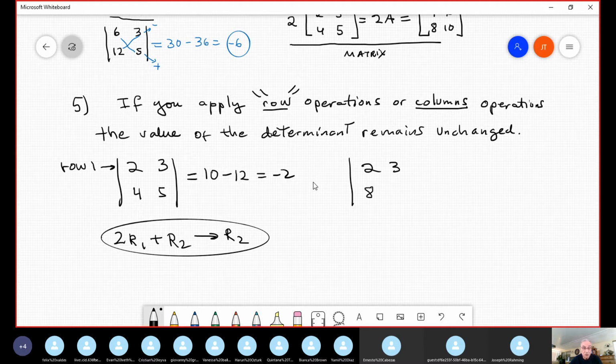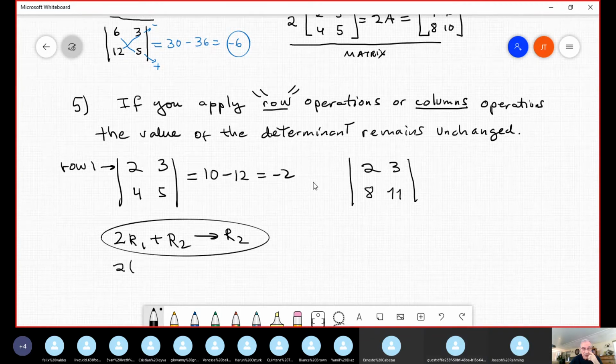And 2 times 3 is 6, and 6 plus 5 is 11. Do you understand where I come from? 8 and 11? No? Not clear? Okay, repetition.